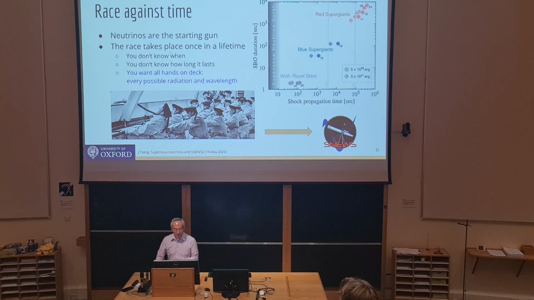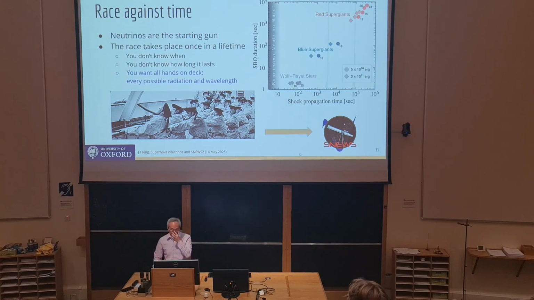As I hinted at before, neutrinos are the starting gun, and the amount of time you have before the shock breakout can vary, from as little as 30 minutes to as much as maybe 48 hours. So the race takes place once in a lifetime. You don't know when it's going to happen. You don't know how long it's going to last. So you've got to get all hands on deck, and every possible way of observing this, you want focused on the sky to get as much information as possible.